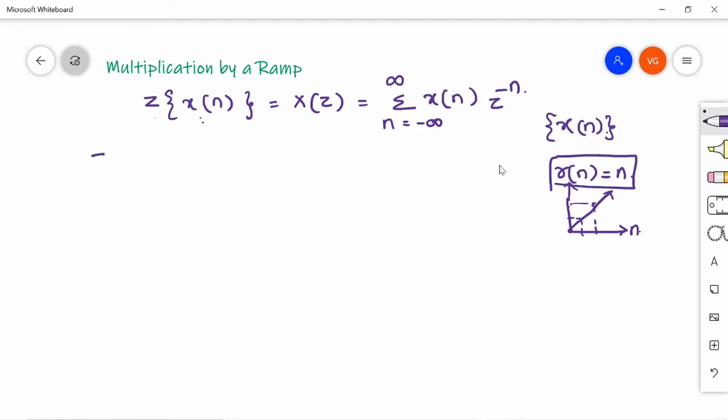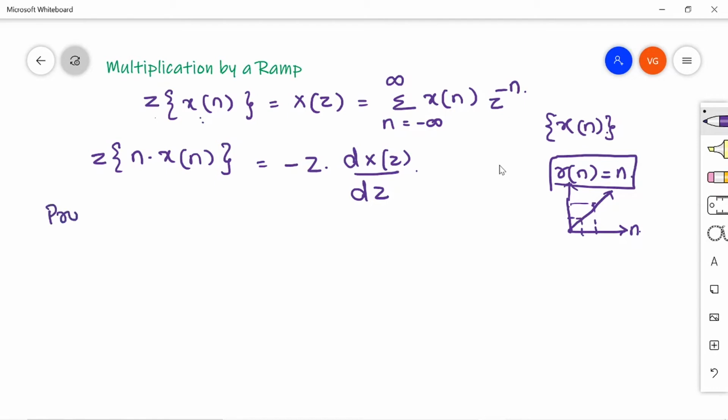So now if you multiply this x of n by n, what happens? Let us see. n into x of n, then the z transform of the signal n x of n is given by minus z into dX of z divided by dz. Let us see how this is done. The proof part we'll see. Let us go to that.